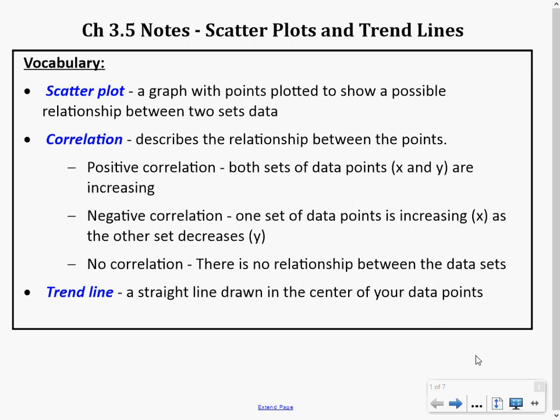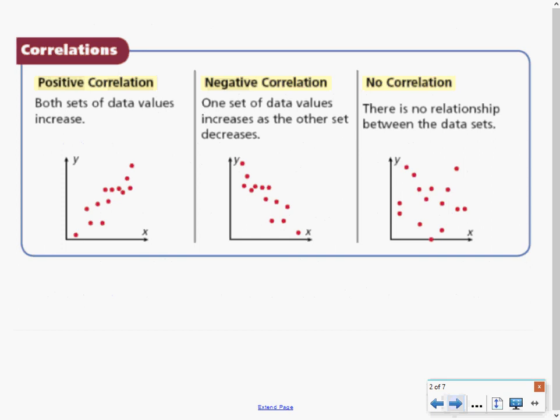Hi everybody, this is going to be a chapter 3 video, and I've got some vocabulary on the screen right here. I want you to pause your video and read through the vocabulary. We're going to be working with scatter plots, trend lines, and talking about correlation today. So I'm going to take a minute and talk a little bit more about these correlations.